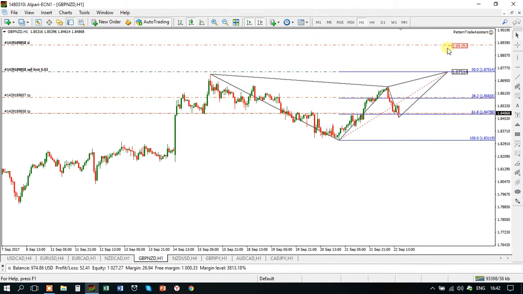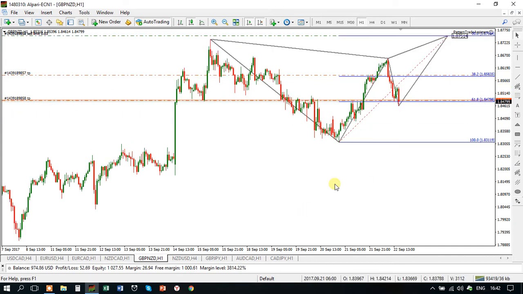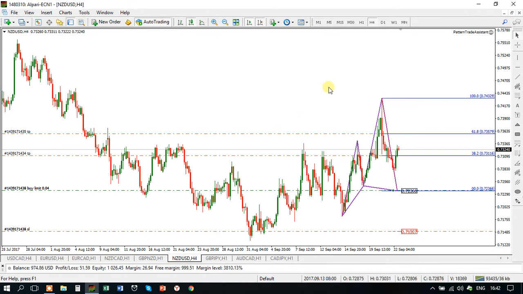You can pause the video and watch the stop loss, the entry point, the take profit 1, the take profit 2, and place it manually if you don't have Pattern Trade Assistant. If you do have the Pattern Trade Assistant, you know what to do. You just do the same operations that I do in front of my eyes, in front of your eyes, sorry.